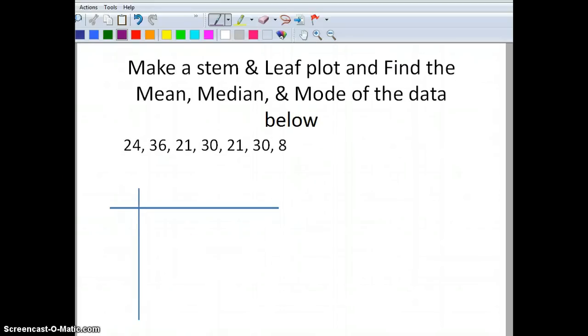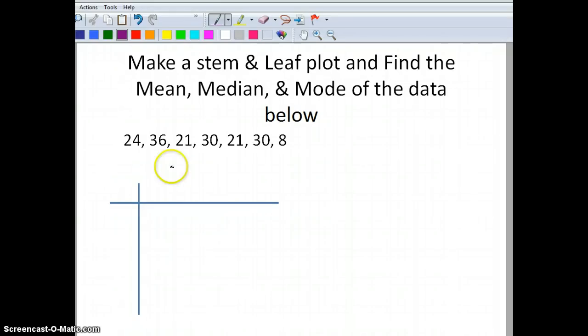Okay, so let's look at an example. We're going to make a stem and leaf plot, and we're going to find the mean, median, and mode of the data. So I'm starting off by scanning for my lowest number. My lowest number is 8. So I know I'm going to start with 0 and then 8. I'm going to cross it off. Okay, I don't have any numbers that have 1, so I'm still going to put that stem there. It's just not going to have any leaves.